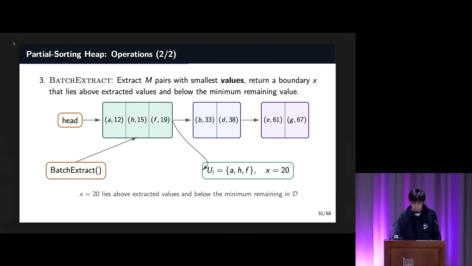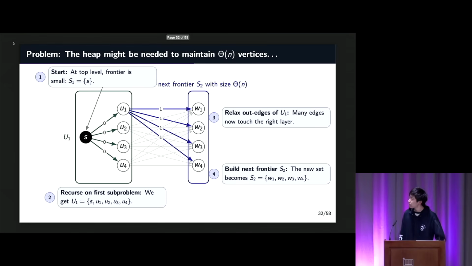Okay? So now we have this efficient partial sorting heap. But however good a heap is, if combined with order n operations, it's not going to help us to beat Dijkstra here. Let's look at this graph here. How would our divide and conquer strategy that we mentioned earlier work on it?